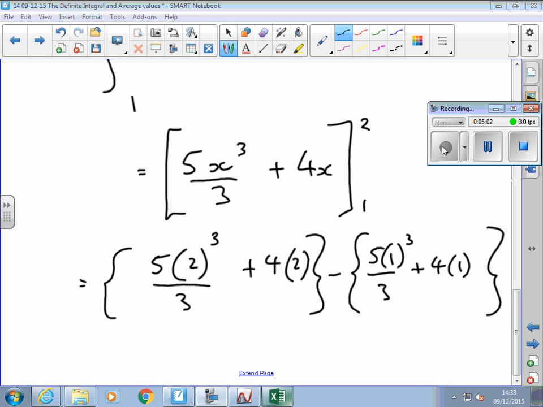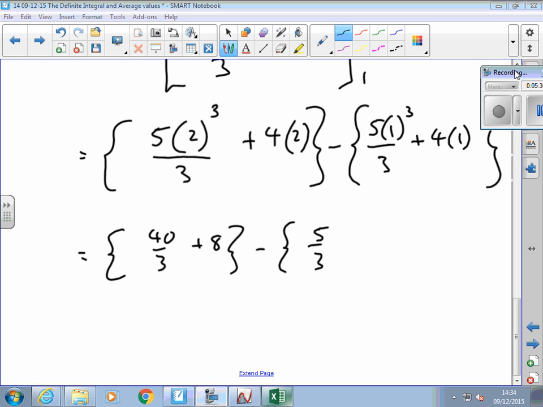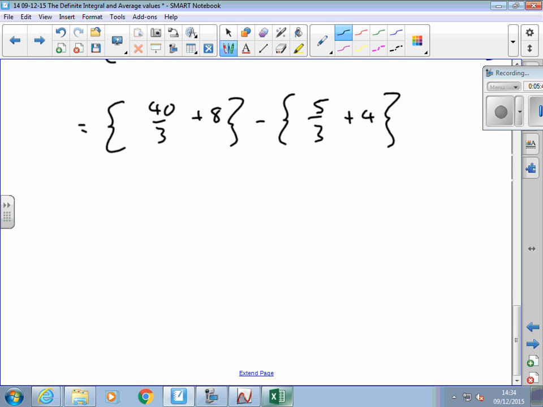Now we just work it out. This equals, this one's not too difficult to do, 2 cubed, 2 2s are 4, 2 4s are 8, 5 8s are 40, so that is 40 over 3, plus 4 2s are 8. That's the first bracket, minus, what's the next bracket? Try and be a bit tidy with your curly brackets. 1 cubed is just 1, 5 over 3, plus 4. Now I might be tempted to get out my calculator and work out what that is. So what is 40 over 3 plus 8? That goes in there. What is 5 thirds plus 4? That goes in there. And then I take one answer away from the other, and that will give me the area under the curve. So just complete that for me.